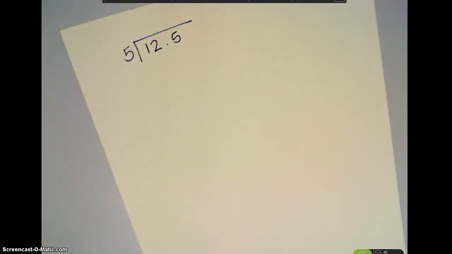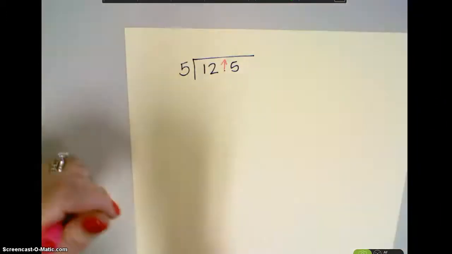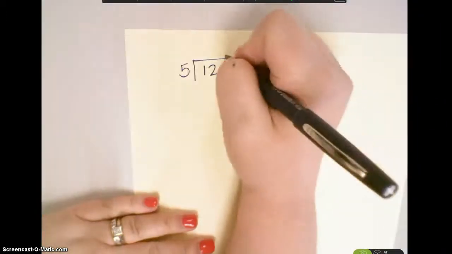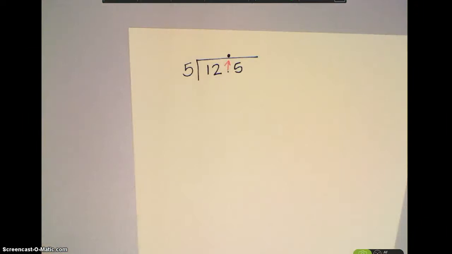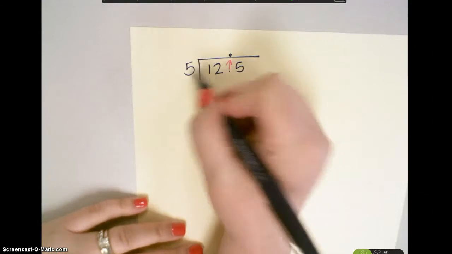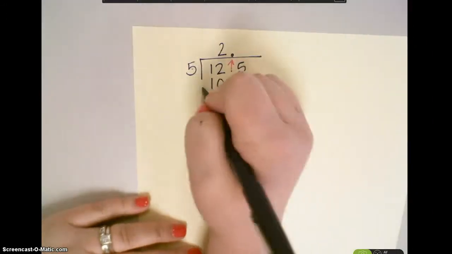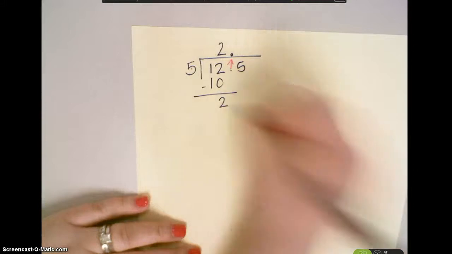Okay, so when we divide decimals, the first thing we're going to do is bring up our decimal place, and it's just going to go right there. Okay, right there, it's done. Now we're going to divide like normal. 5 doesn't go into 1, but it does go into 12. 5 goes into 12 2 times. 2 times 5 is 10. And when I subtract that, I get a remainder of 2.